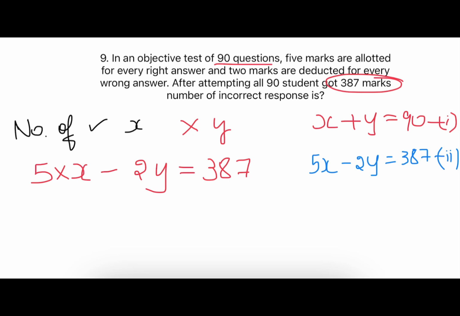So it is a simple thing. Multiply equation 1 by 2. So what do we get?